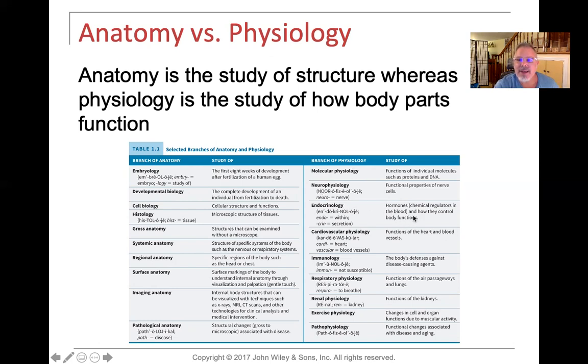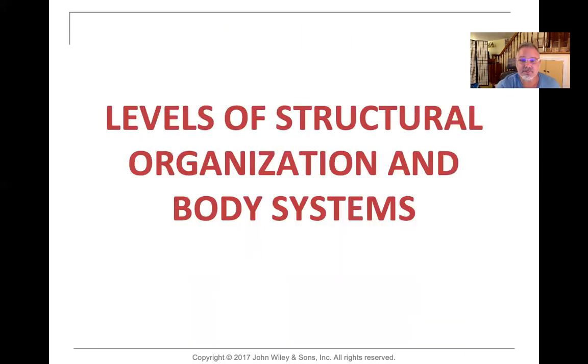When we're looking at hormones and different chemical regulators in the blood that help control and regulate homeostasis, that's endocrinology. That's something that we'll discuss along with cardiovascular physiology and immunology and respiratory physiology and kidney renal physiology. That will come in A&P2.